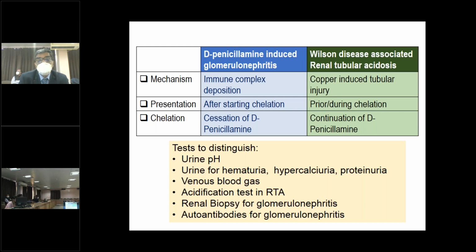For this, we have various tests, that is urine analysis for urine pH evaluation, urine for hematuria, proteinuria, and calciuria, and a blood gas analysis for metabolic acidosis. An acidification test may be required in incomplete RTA, and we will have to do autoantibodies and renal biopsy for suspecting glomerulonephritis.